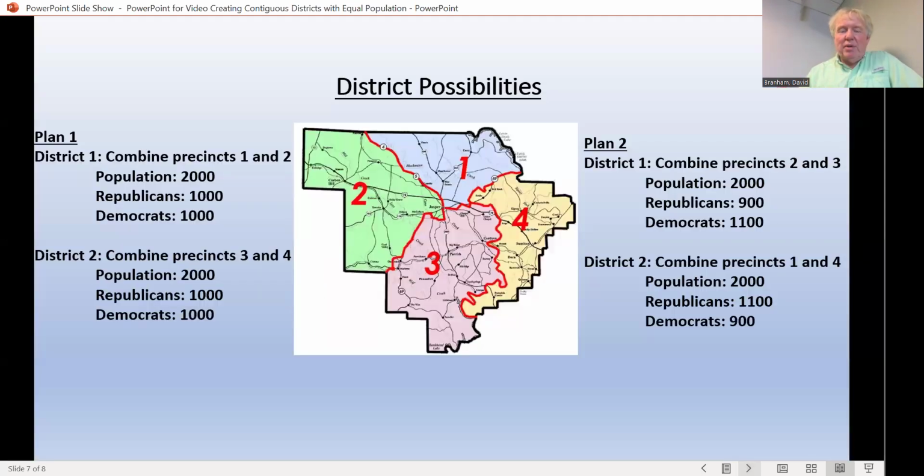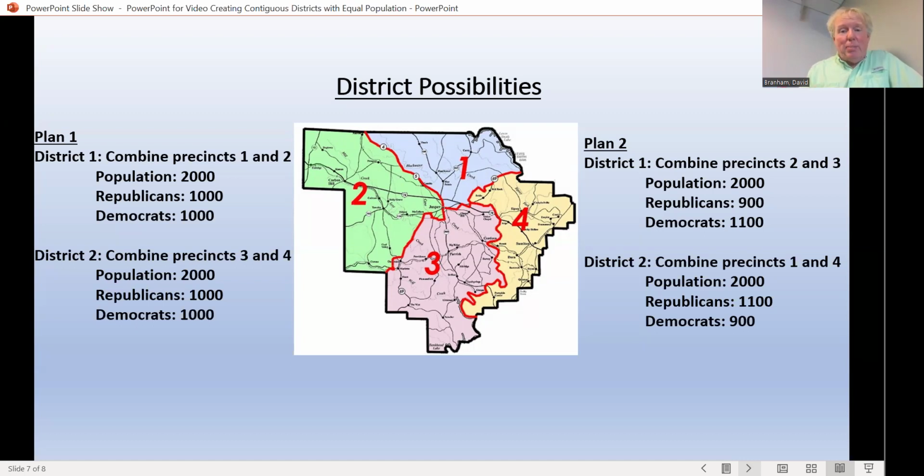So, some possibilities. Actually, here we have two possibilities. In Plan 1, you combine precincts 1 and 2. We can see that they are contiguous because they're connected to each other, and combine precincts 3 and 4. We can do that as well.